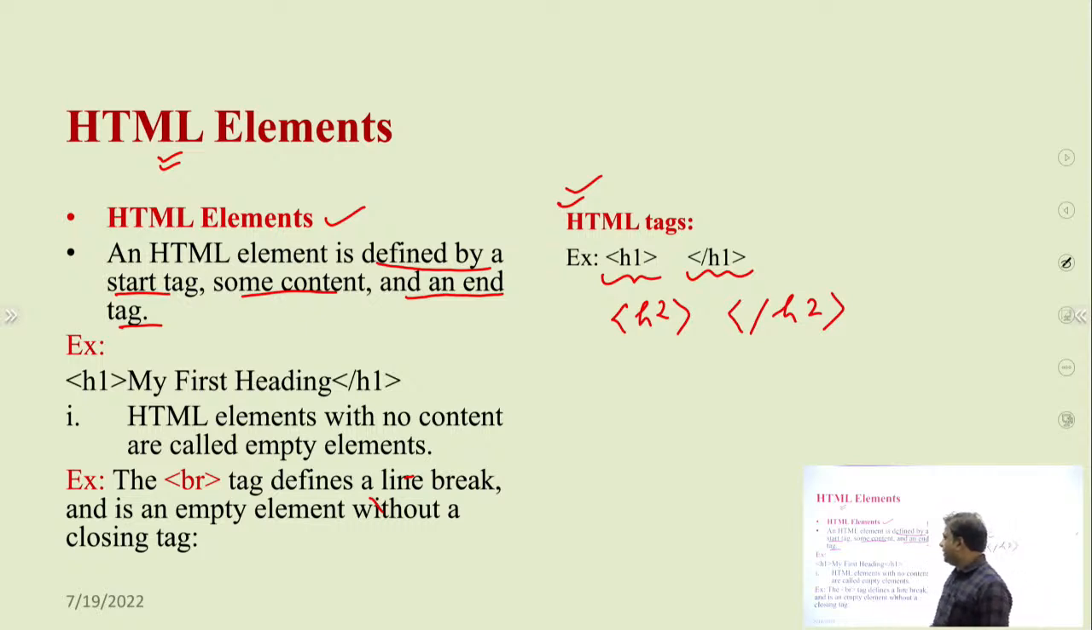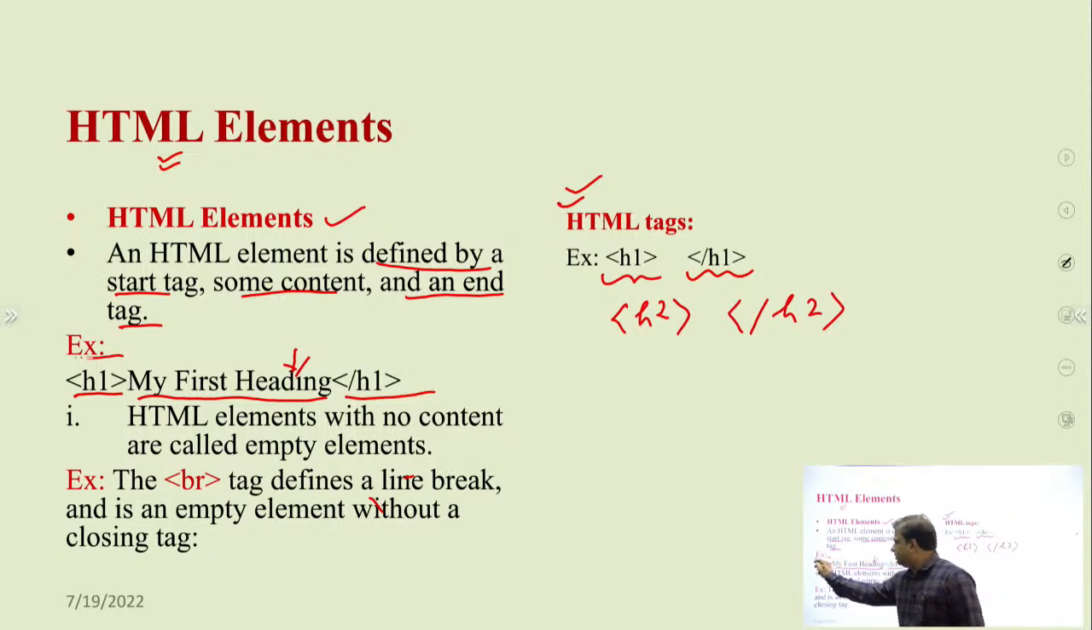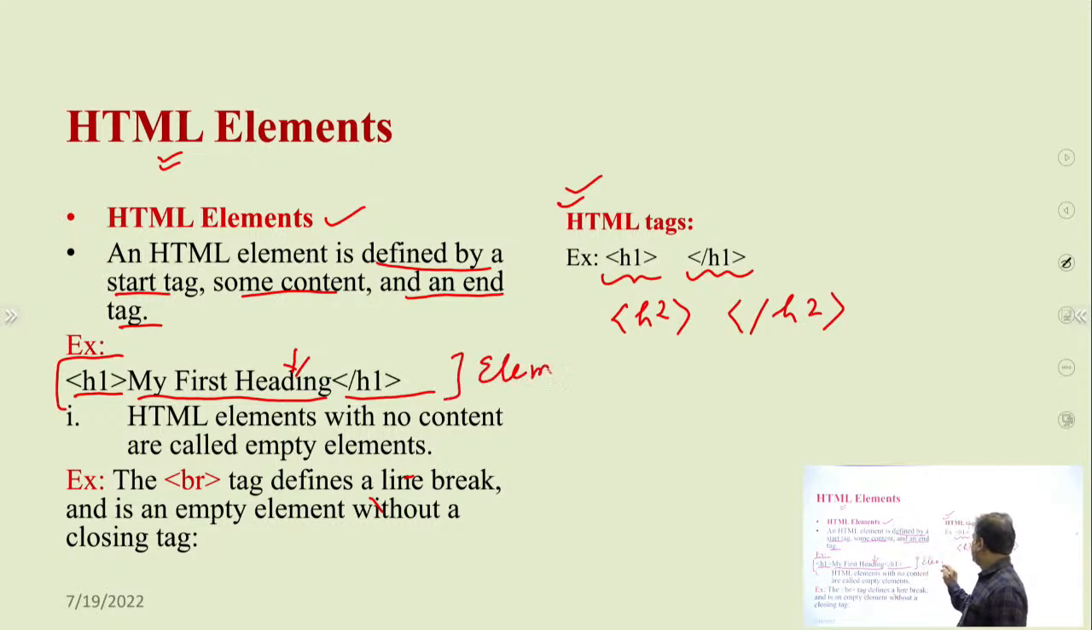For example, here h1 is the starting tag, this is my content which I want to make the heading 1. This is my content on which I want to apply the heading 1 tag, and this is the end tag, right? So this complete line is called the HTML element. HTML elements with no content are called empty elements.